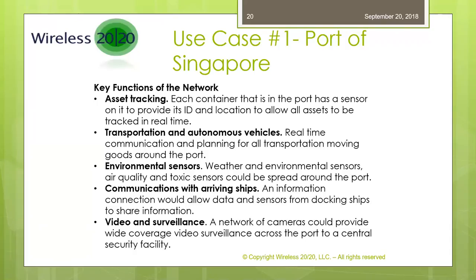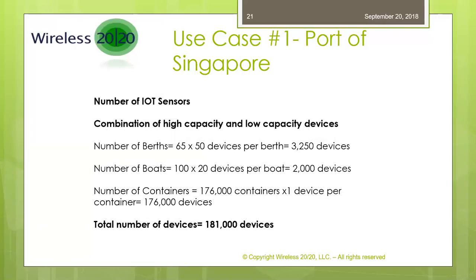MulteFire modem on each ship as they come in contact with the harbor network, they can start making an information connection and start to download data and sensors from docking ships. Video and surveillance, again, we'll probably want to have these included as part of the network. That's probably more of a high bandwidth implementation.